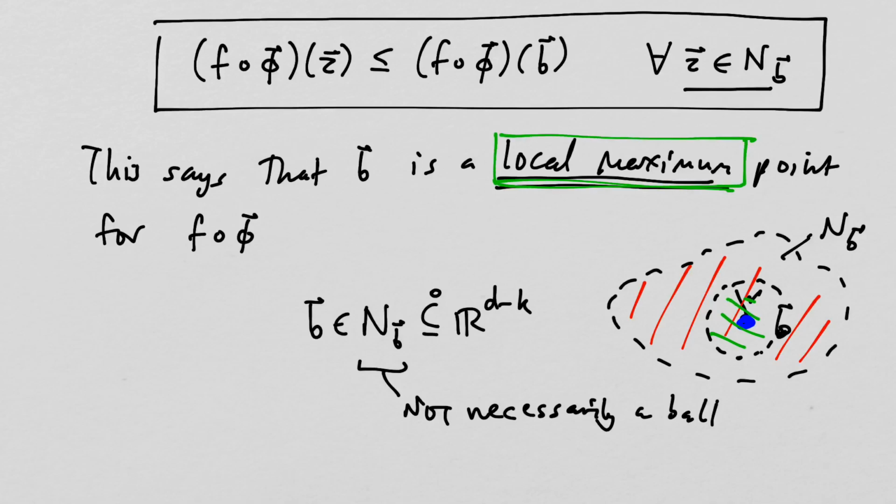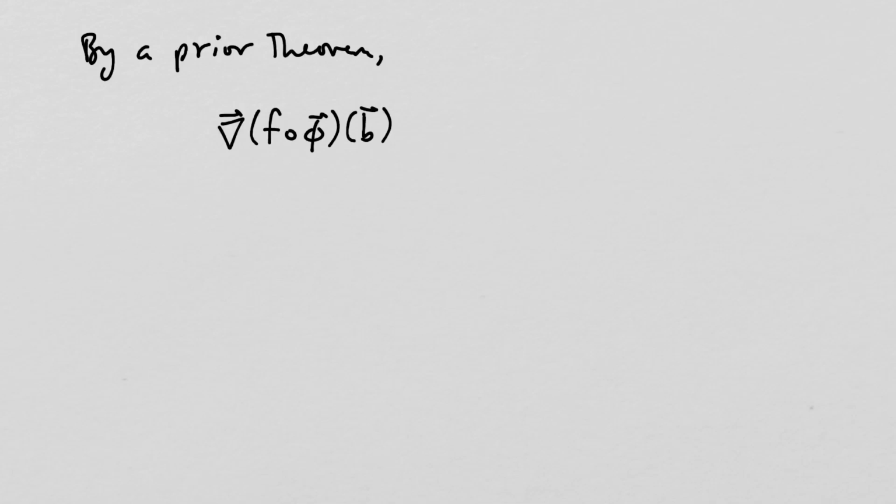Now, that's really good, because we know a great theorem about local maxima. When you have an unconstrained maximum, and it's a local maximum, meaning that it's a max on an open set, then we know that the gradient has to be 0 at that point. So by prior theorem, the gradient of this function at that point b must be 0.